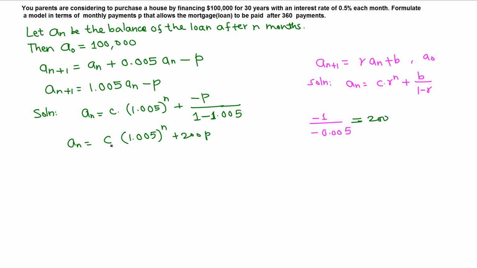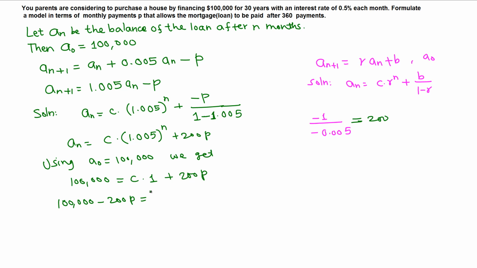And to find C, we can use the initial balance A_0. So using n equals 0, A_0 is 100,000, we get 100,000 equals C times 1.005 raised to 0, because n is 0, and a number raised to 0 is 1, plus 200P. Okay, P is unknown, so C times 1 is just C. So let's subtract 200P from both sides. We get 100,000 minus 200P equals C. Okay, and later we substitute this for C and we'll find P. So let's take a record of this.